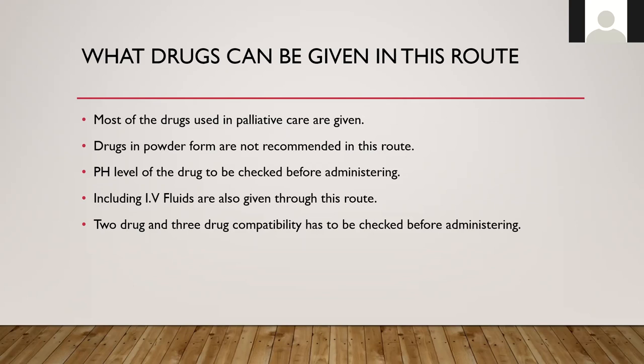Most of the drugs used in palliative care can be given. For example, morphine, like we have seen before, can be given subcutaneously, and midazolam and a few NSAIDs like ketorolac can also be given through that route. Paracetamol as an antipyretic and analgesic too. Drugs like tramadol can also be given very slowly in the same route. And also medications like perinorm, ondansetron, and ketamine. There are such kinds of drugs which can be given in the subcutaneous route.